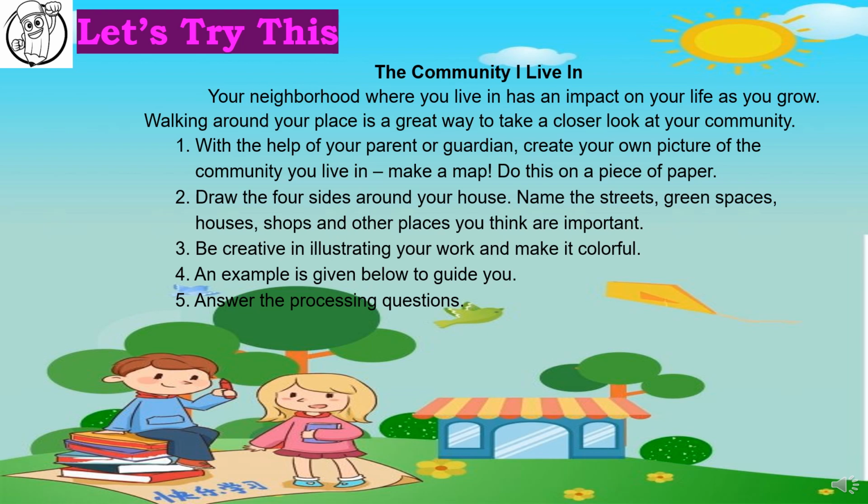Number 1. With the help of your parent or guardian, create your own picture of the community you live in. Make a map. Do this on a piece of paper. 2. Draw the 4 sides around your house. Name the streets, green spaces, houses, shops, and other places you think are important. 3. Be creative in illustrating your work and make it colorful. 4. An example is given below to guide you. And 5. Answer the processing questions.